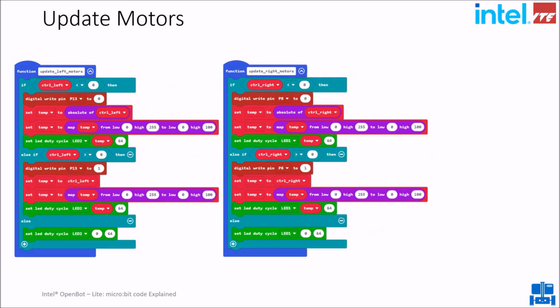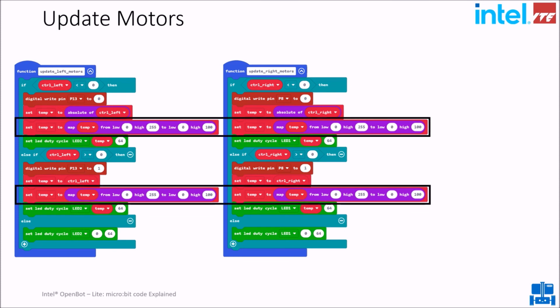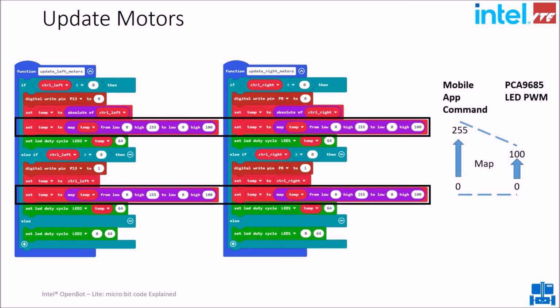Note these two highlighted portions. Temp2 contains a positive value of the corresponding motor speed. As the mobile app gives the motor speed in the range of 0 to 255, we need to map it to 0 to 100 in order to fit the PCA9685 duty cycle. This highlighted block does that.